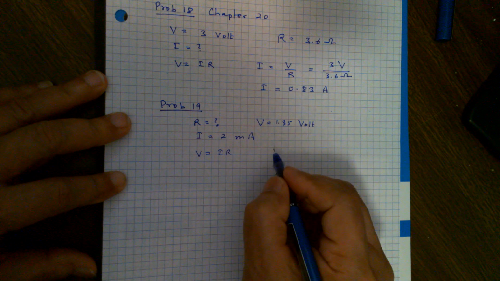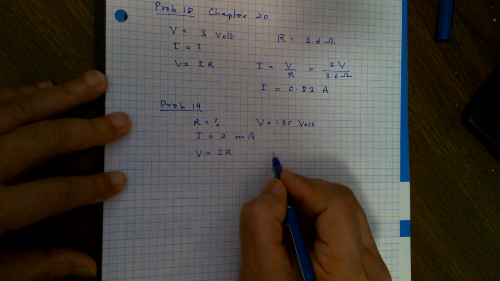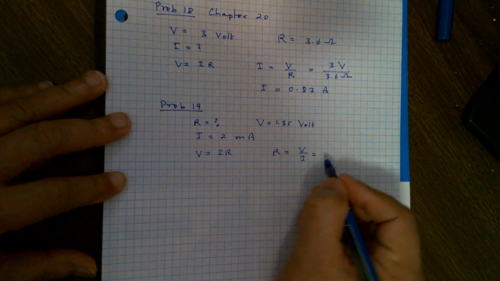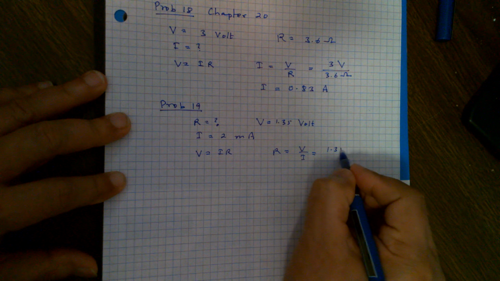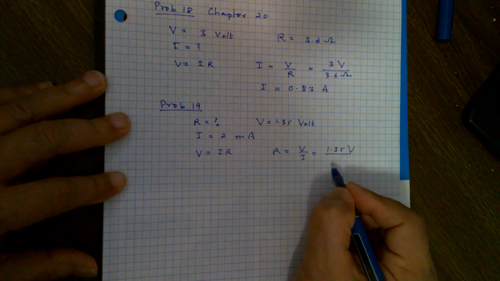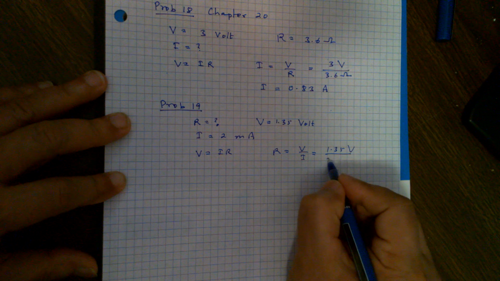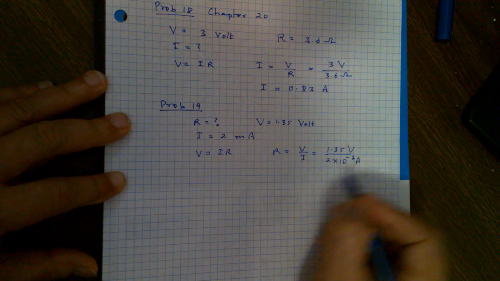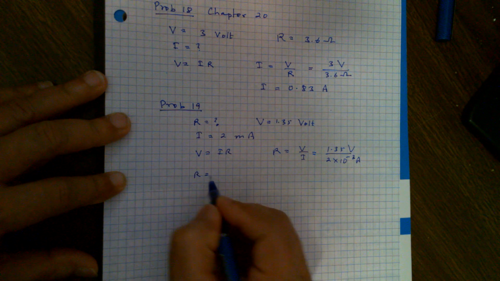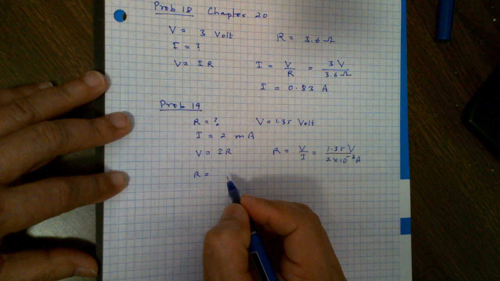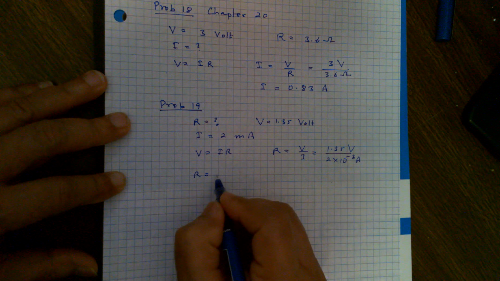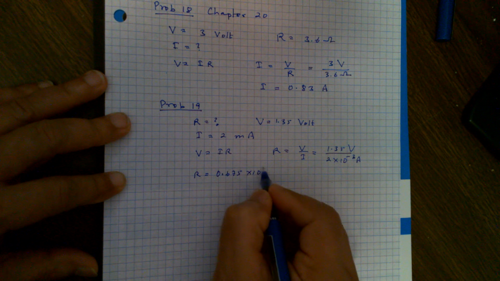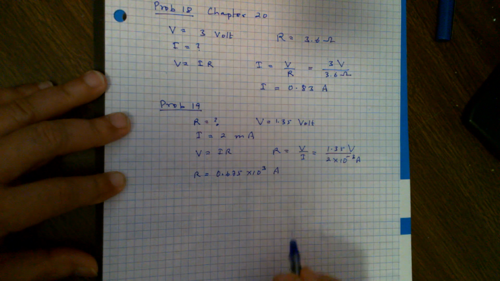But this time, I want to find what R is. R is equal to V by I. And V is 1.35 volts. And I is 2 milliamperes, which is 2 times 10 to the power minus 3 amperes. So if you put it in your calculator, you will get 0.675 times 10 to the power 3. Okay?